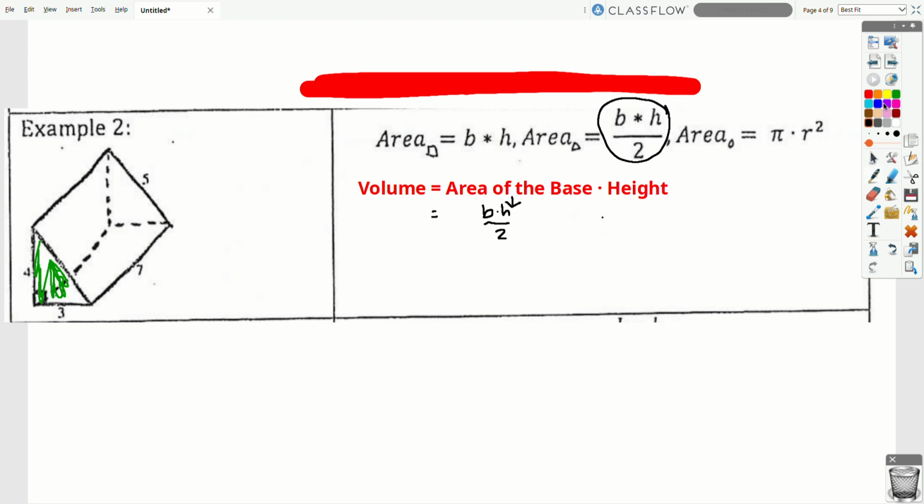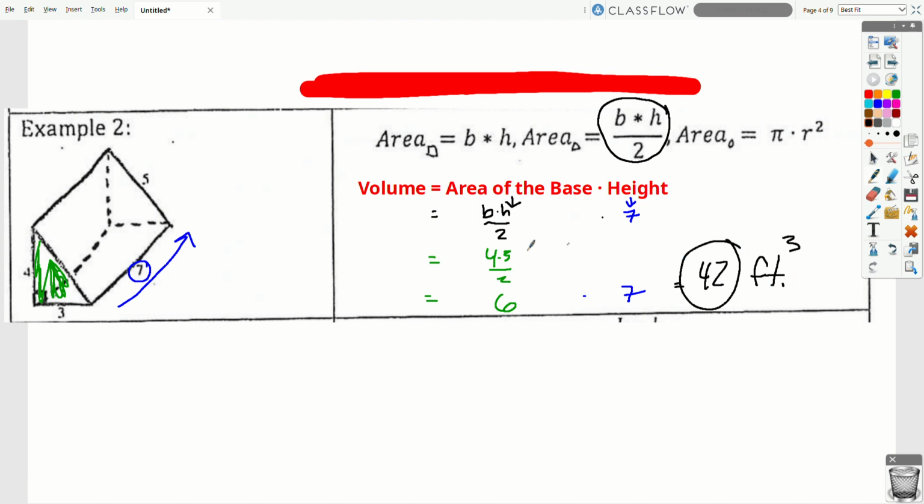And then the height this time is always going to be the line that goes out of the base, and so our height is going to be the 7, right? So this height right here is going to be 7. So let's find the area of the triangle. You guys know how to do that. 4 times 3, divided by 2, right? And that gives us 6, so that's the area of the triangle, and then we multiply that by 7, which gives us an answer of 42. Let's say these are feet cubed. Right, and so in this instance, this 5 was never used.